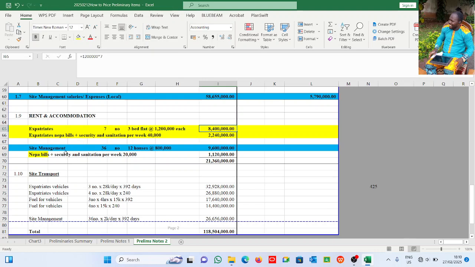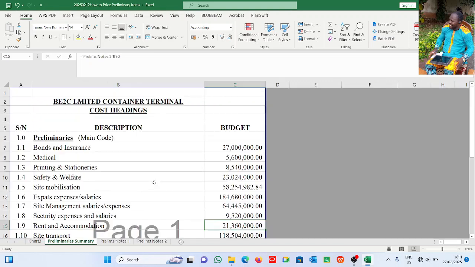Now of course, site management, that is the local lead professionals. We have 36 of them, 12 houses, not one for each. They have to pay 800,000 naira. That is what locals face, in this part of the world. Now of course, you're going to pay for their electricity bills and their security bills. For expatriates it is 40,000 naira per week for 56 weeks, and for the locals 20,000 naira per week for 56 weeks. So total rent and accommodation is 21.36 million.